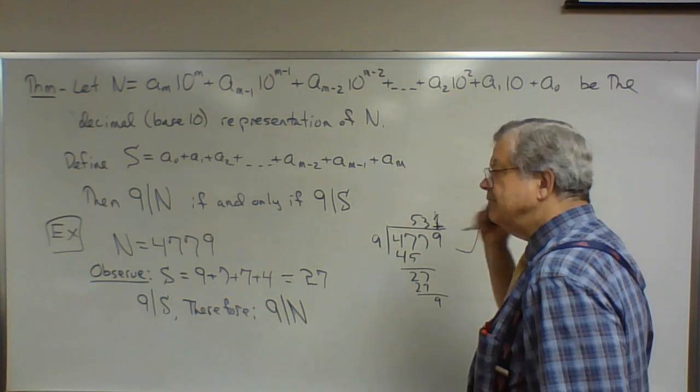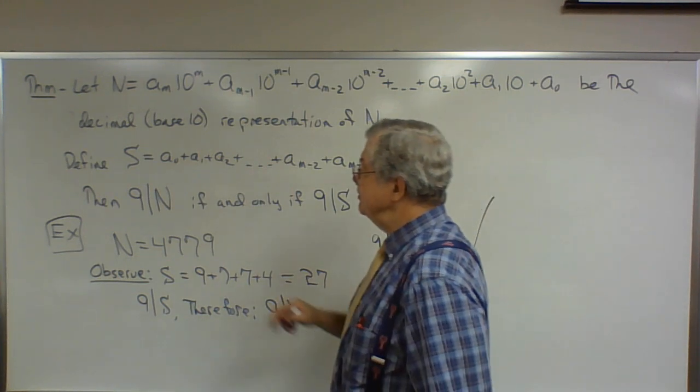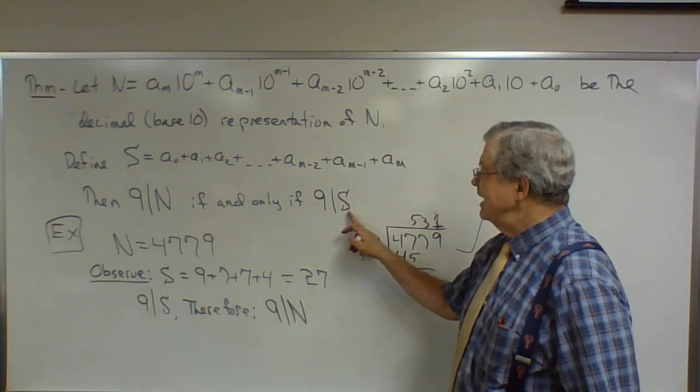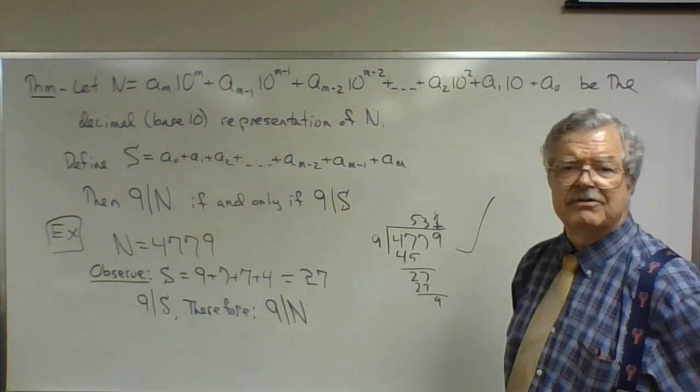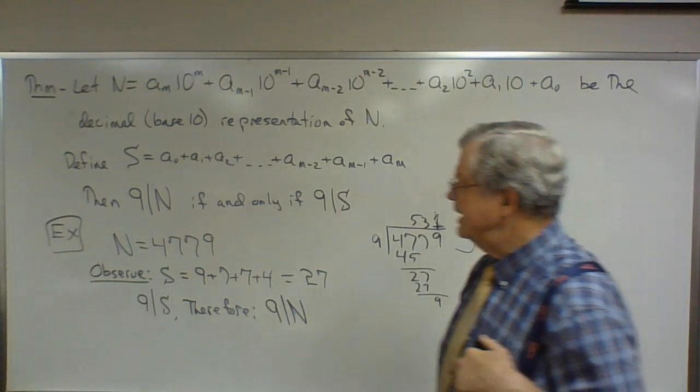Okay, so that works. In base 10 notation, 9 divides the original number if and only if 9 divides the sum of the digits. Let's look at another example really quick.